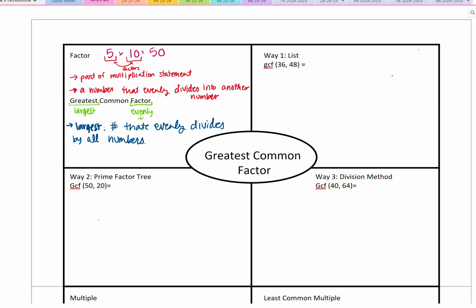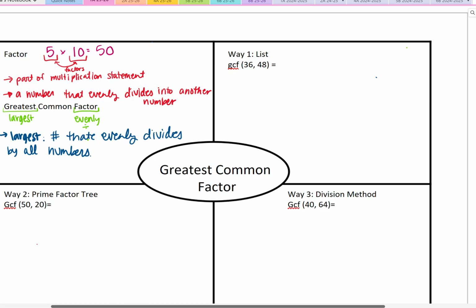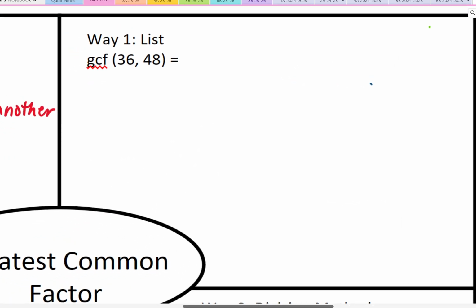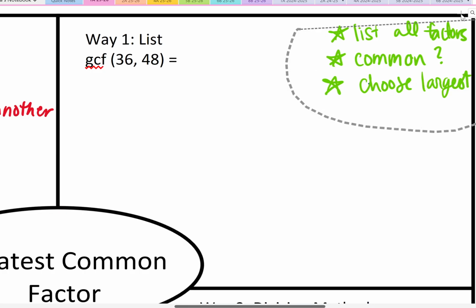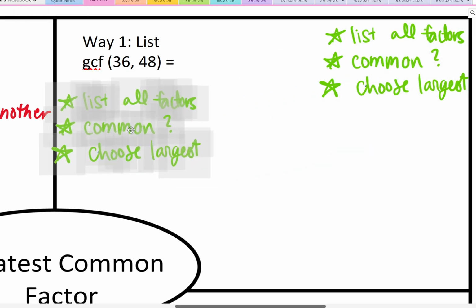There are extra videos on all of these in the slides for today. So I'm going to do one example of them in this video, and then you can look for extra help in the agenda for today. Okay, way 1 is a list. Whenever I'm doing a list, we are going to be listing out all the factors, and then we're going to see what they have in common, and then we are going to just choose the largest. And that is how we are going to find the GCF of these.